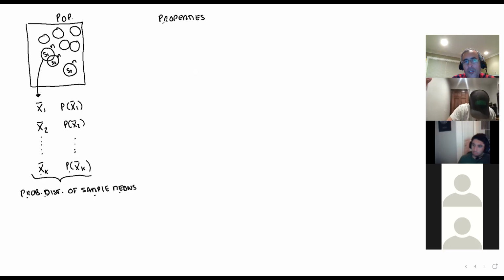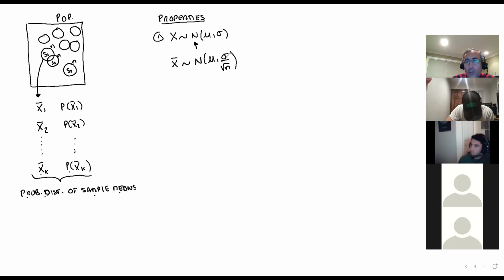One, if the population, if X is normally distributed with mu and sigma, okay, so attention, it's normally distributed already. The sample mean is also going to be normally distributed. And the parameters are going to be mu and sigma over square root of n. You have seen this, pretty sure. This one here is called the standard deviation. Everyone knows that, correct?